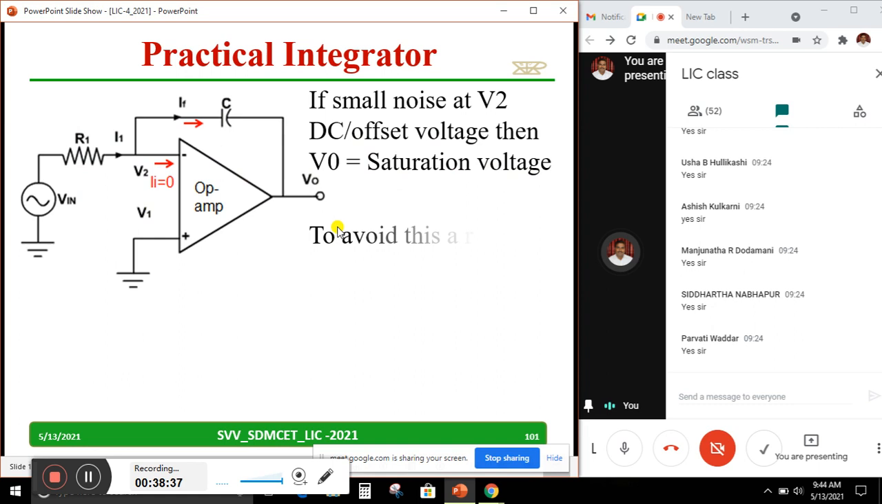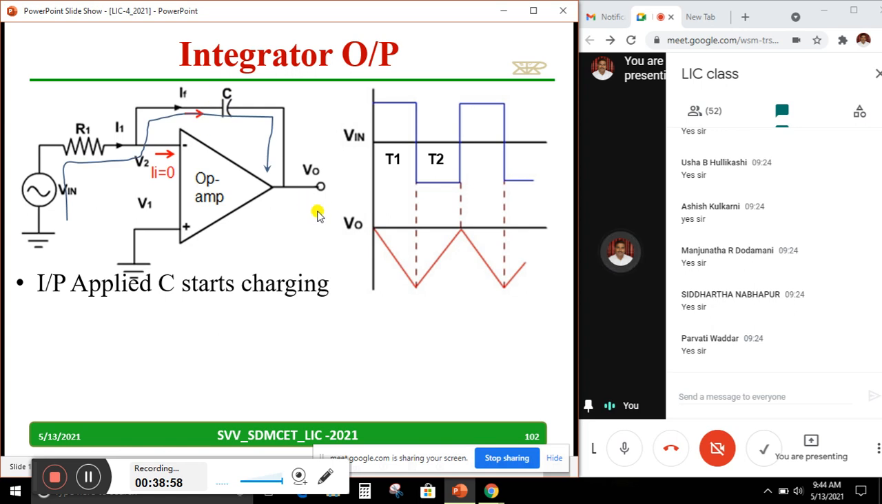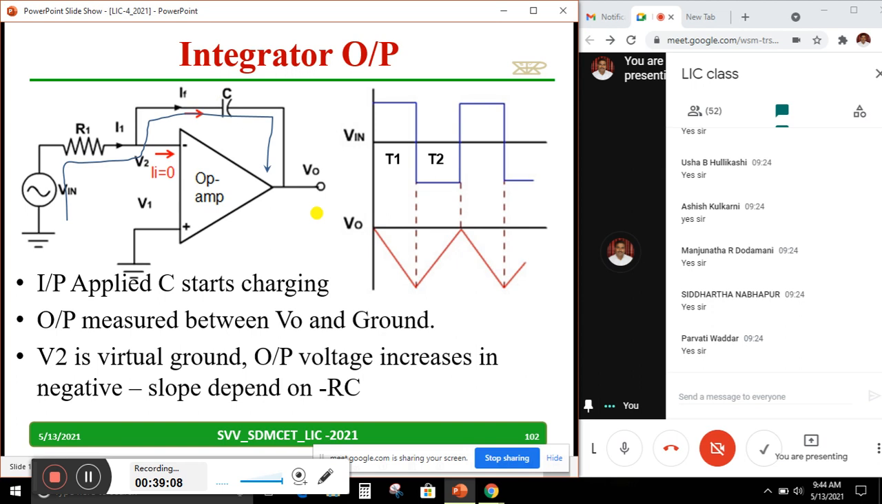So to avoid that, a resistor is connected across the capacitor. I think we have done this in our lab also. This is one point you have to remember. Input is applied, try to understand. Input is applied here. Capacitor C starts charging, this is the path. Just keep your mind one minute on the slide. Then output is measured between V0 and the ground, and V2 is a virtual ground.